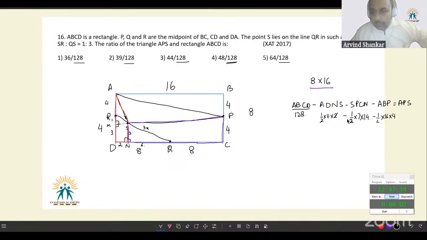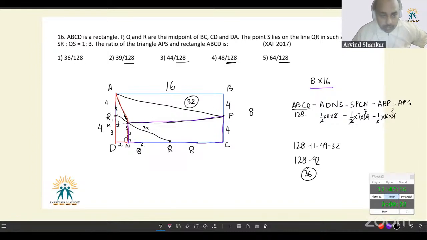So this gives us 11. This gives us 49. This gives us 32. I have 128 minus 11 minus 49 minus 32, or I have 128 minus 92, which is 36. This area is 32. This area for the red trapezium is 11. The area for the purple trapezium is 49. The leftover area is APS, which is happily 36. And therefore, the answer to this question is option 1.